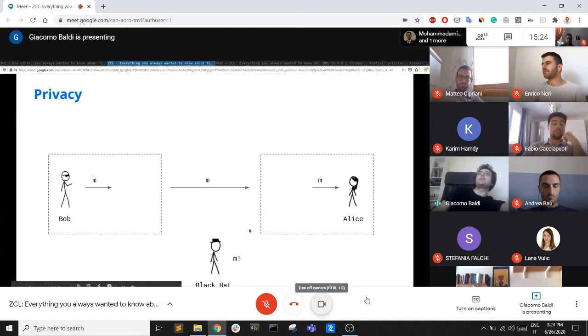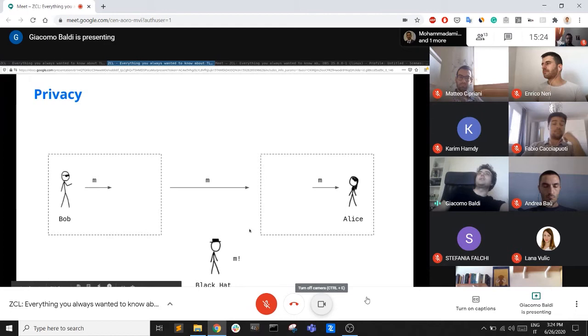So Bob and Alice try to exchange a message. The message is M. Black hat reads the message. They don't want this to happen, so they want privacy in their communication. So they apply a cryptography primitive, an encryption primitive, with a key that is known only by Bob and only by Alice.